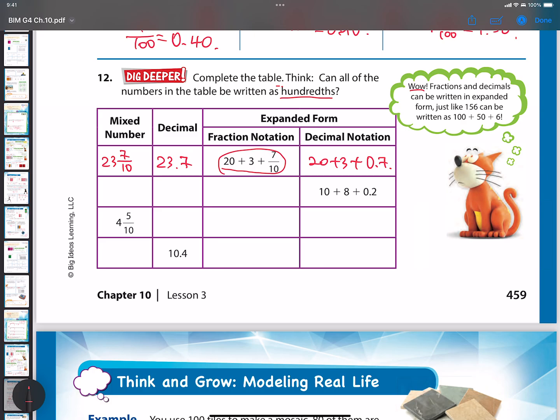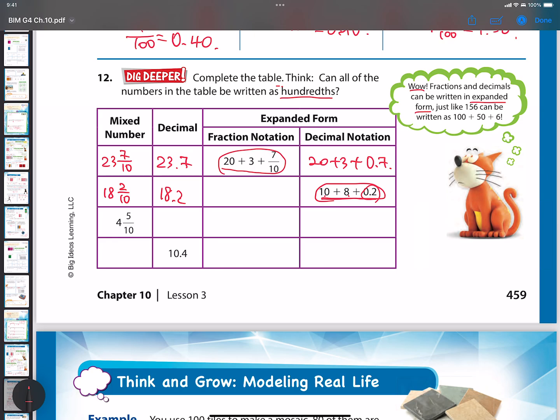Fractions and decimals can be written in expanded form, just like 156 can be written as 100 plus 50 plus 6. Yes, expanded form. Now this is the clue, guys. We have to find out the exact number or fraction notation. So here we got the decimal notation, which means 10 plus 8 becomes 18. And the decimal is 0.2. You got it? And mixed number, we know this: 18 ones and 2 tenths.